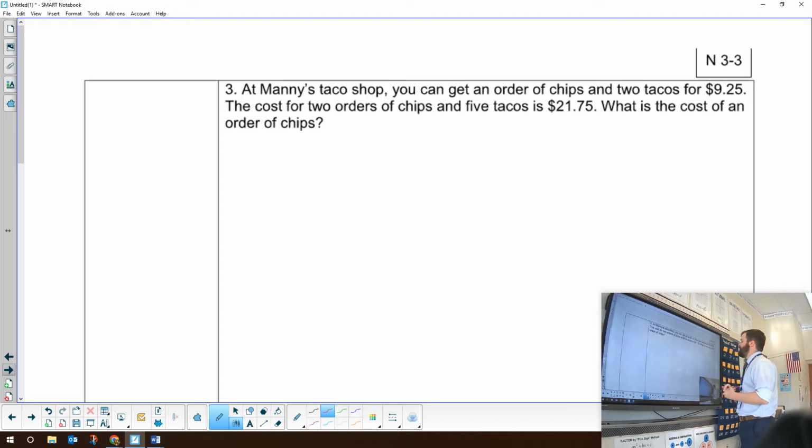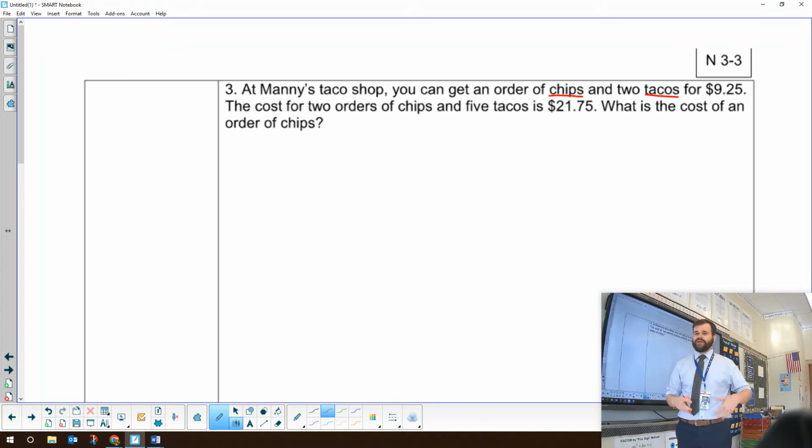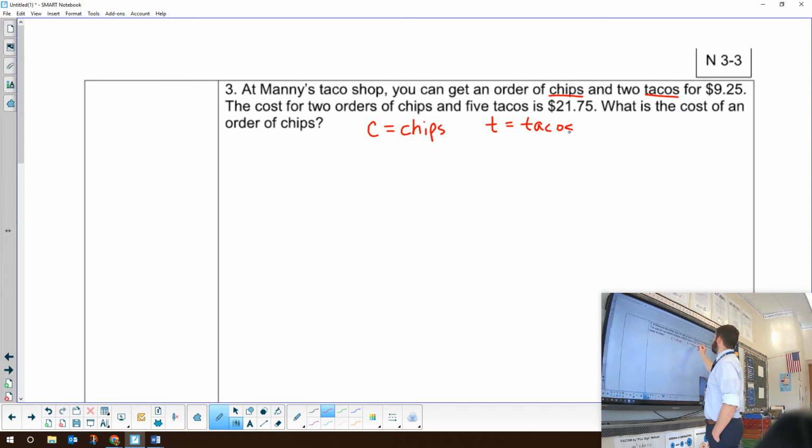Looking at number 3, it says, at Manny's Taco Shop, you get an order of chips and 2 tacos for $9.25. The cost for 2 orders of chips and 5 tacos is $21.75. What is the cost of an order of chips? Well, we got 2 unknowns. We have chips and tacos. So the first thing you always want to find out is, what don't I know? What am I looking for? And here we're looking for chips and tacos. So I'm going to use C to represent chips, and I'm going to use T to represent tacos. And then we can just solve this just like we've done our previous problems.